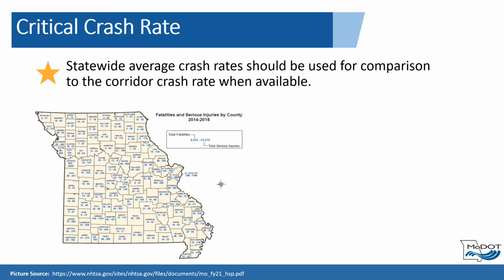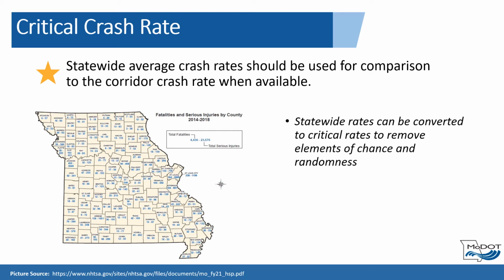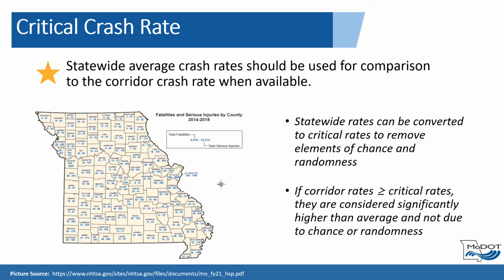be obtained. When appropriate, and after discussing with the project team, it may be necessary to convert statewide average crash rates to critical crash rates to remove the elements of chance and randomness. This conversion helps determine whether the corridor crash rate for a segment is significantly higher than the rate of other locations with similar characteristics. If corridor crash rates are equal to or greater than the critical crash rate, then the crash rates may be considered significantly higher than the average and not due to chance or randomness.